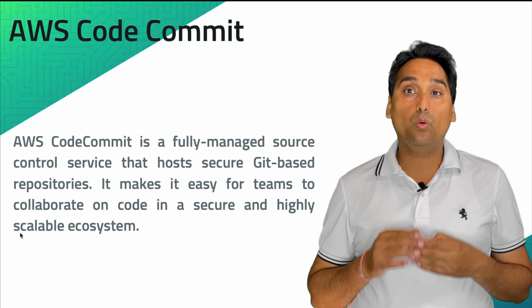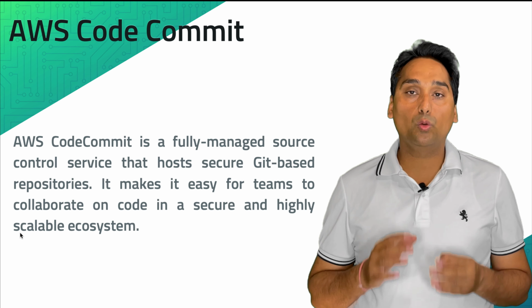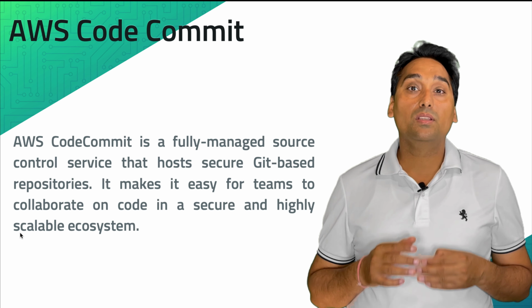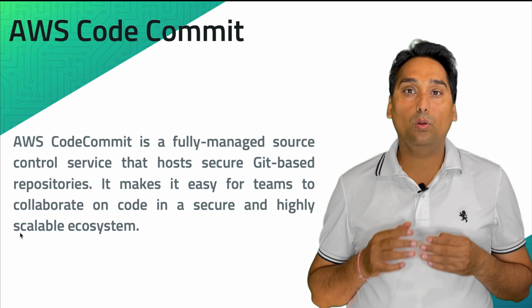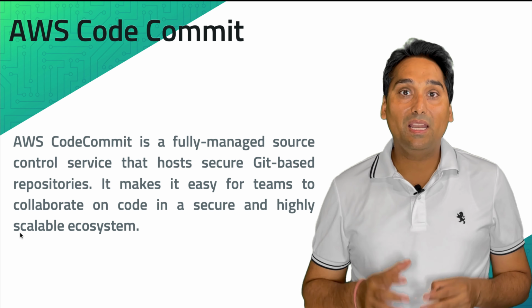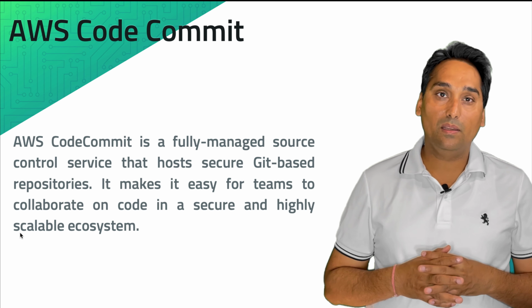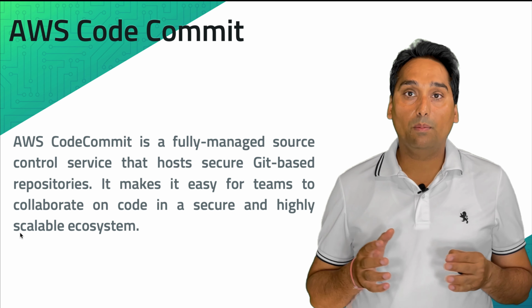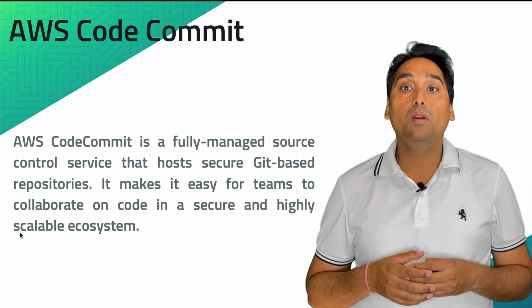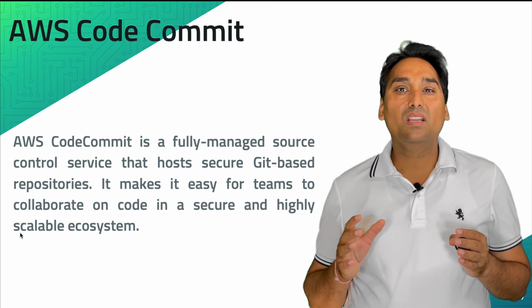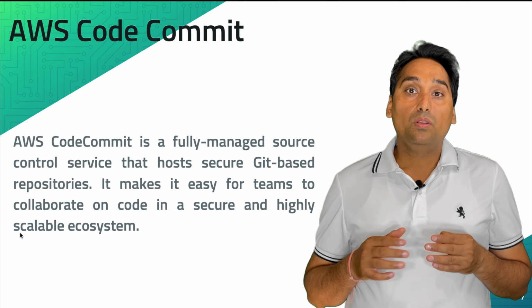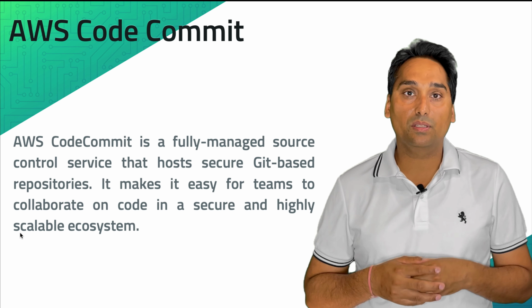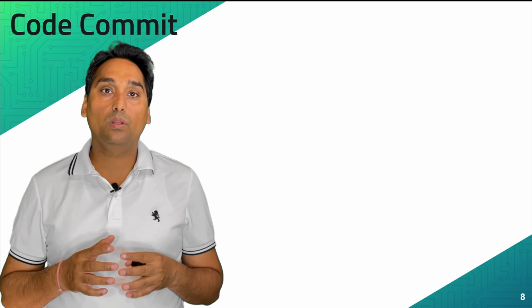AWS CodeCommit is a fully managed source control service that hosts secure Git-based repositories. It makes it easy for teams to collaborate on code in a secure and highly scalable ecosystem. If you are a developer, you might have used GitHub or Bitbucket. You can think of this service as a replacement for these two services, so that you can use it as a source control system. Now the question is, why should you use AWS CodeCommit?